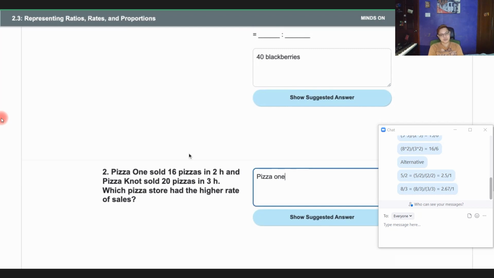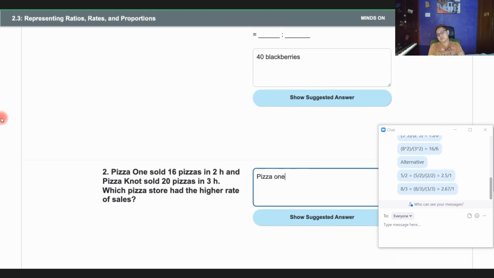So we just have to compare two ratios. There could be two ways. For pizza one, you take the 16 divided by 2, so you get 8. So 8 pizzas per hour.